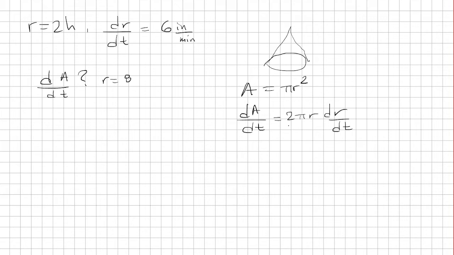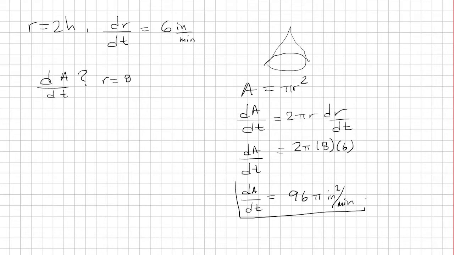The radius is 8, so we can substitute 8 in for r. dr dt was given to us as 6. And so we wanted to find dA over dt. So we just need to multiply these out. So 2 times 8 is 16, times 6 is 96, and that's going to be 96 pi. We're talking about area here, so area should be inches squared, and because it's the derivative, we're going to put that over minutes. So this is our answer to part A.